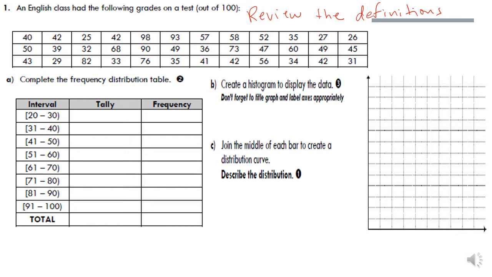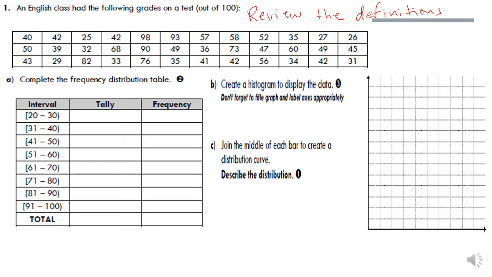So here we have some class grades on a test out of 100, and there's a lot of data there. So organization here is key, and first thing we want to do is complete the frequency distribution table. I'm not going to do the whole thing, like the tallies for all of them, but if this was a test question or something very similar to this, to handle this much data and to stay organized, it's a good idea to go one by one and then put the tallies where they go.